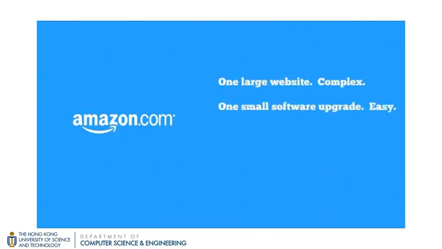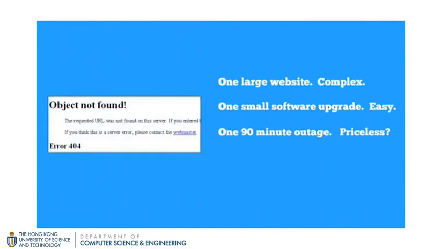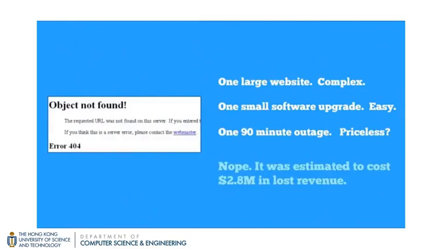Let's talk about one company you may have heard about, Amazon.com. It's one website. It's relatively large and pretty complex. The software team was going to go do one small software upgrade. Pretty easy. But the upgrade didn't go out so hot, and it caused a 90-minute outage. So, is that priceless? Not exactly. Estimated cost to Amazon was $2.8 million in lost revenue. That's not just revenue that they lost from customers where they could have come back later and bought this product later. No, this was actually $2.8 million that Amazon lost because the website was down, the customer needed something then, and they lost that $2.8 million.